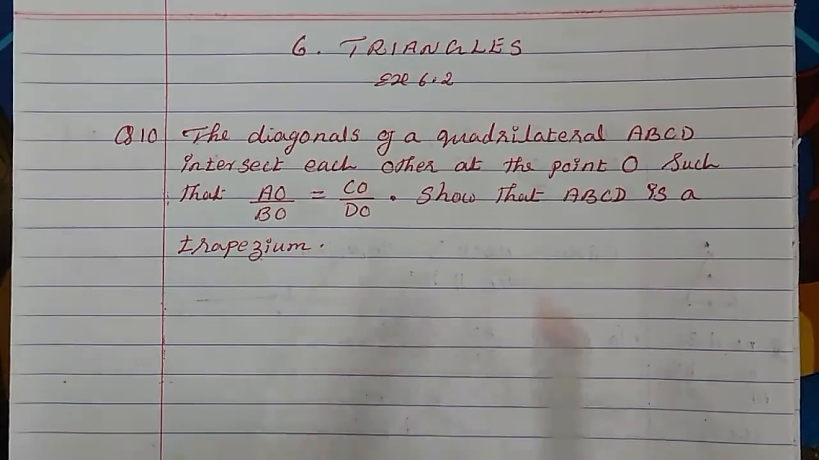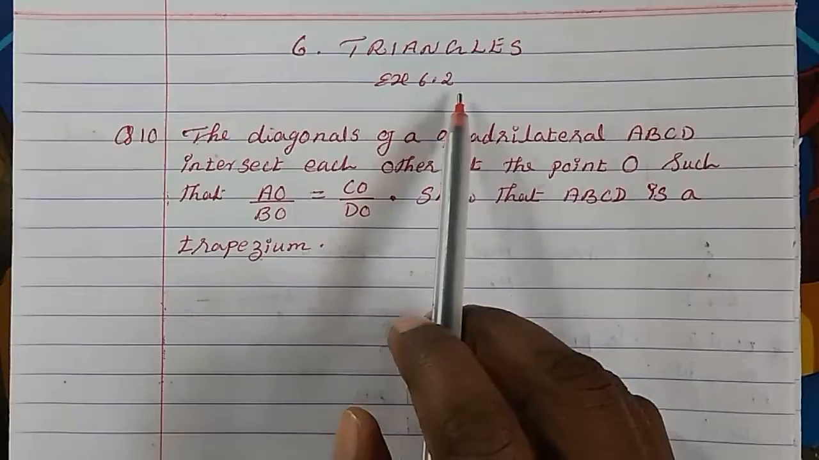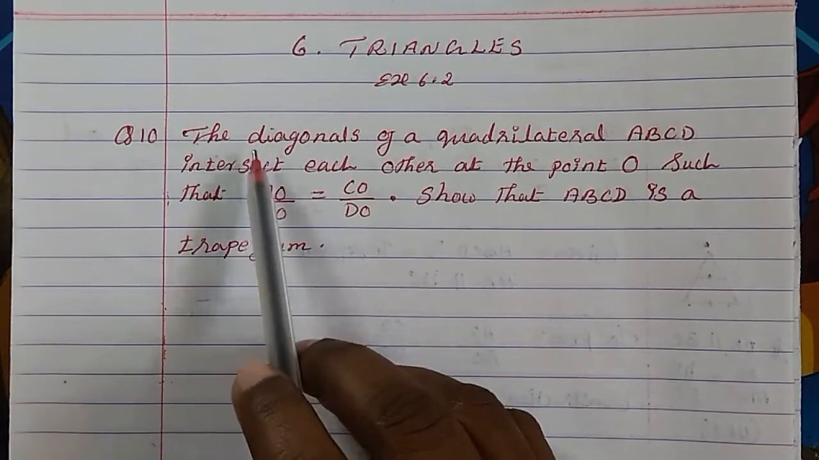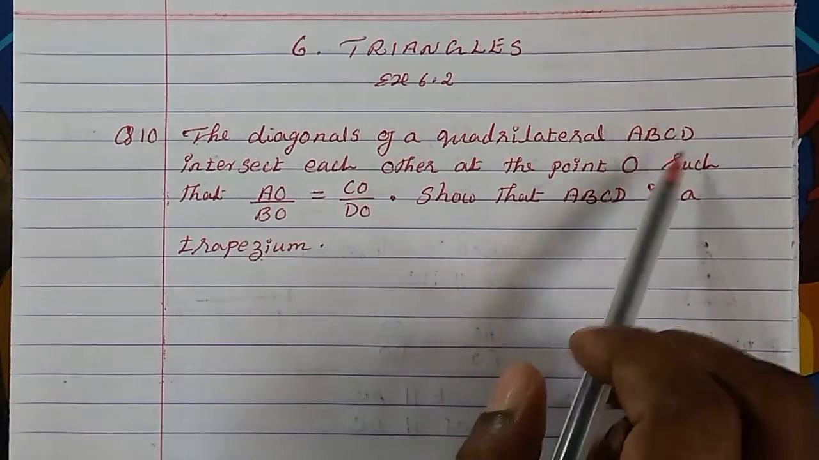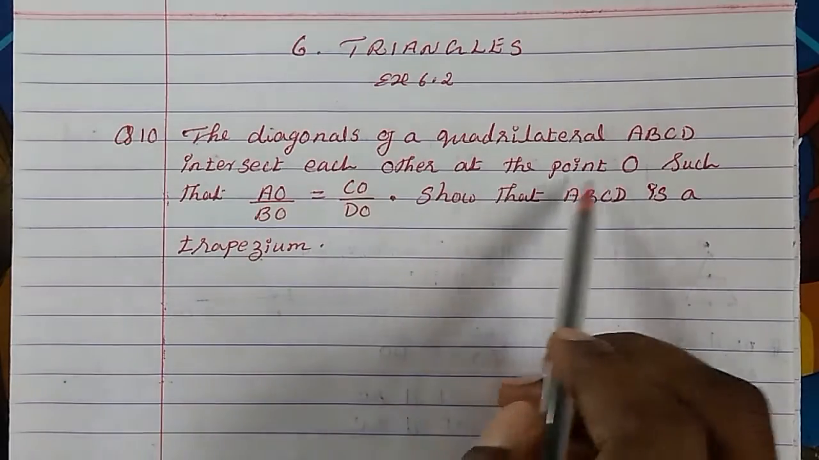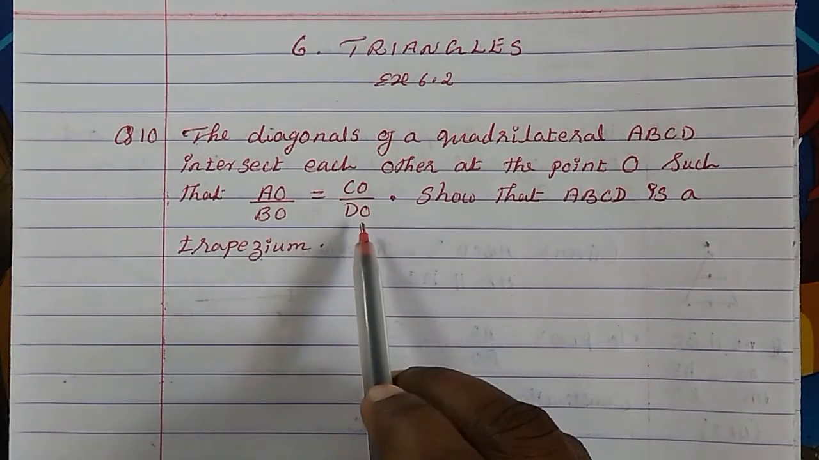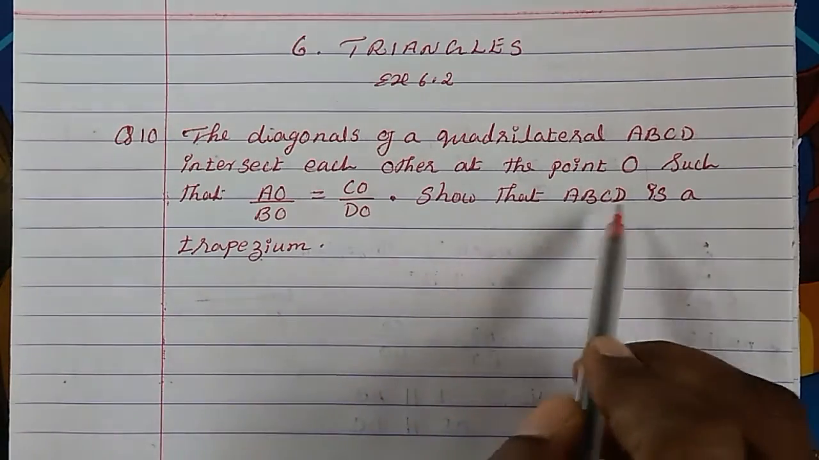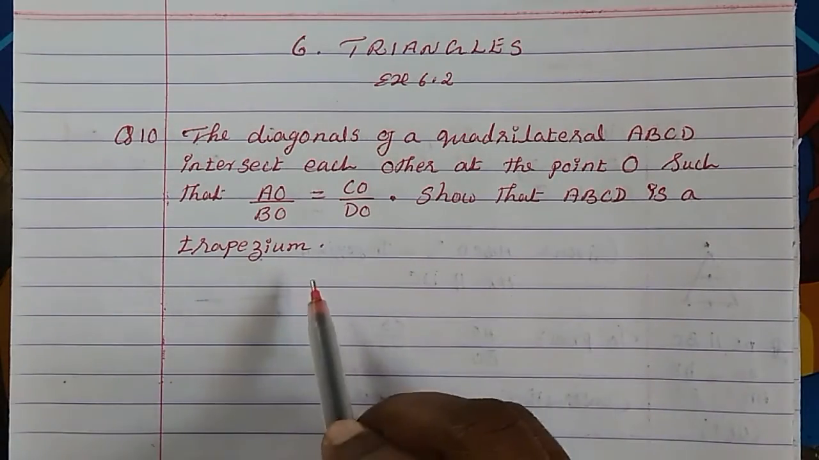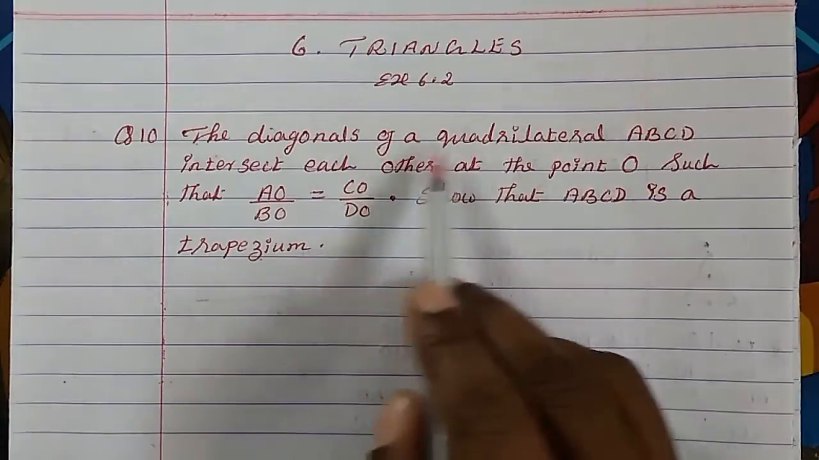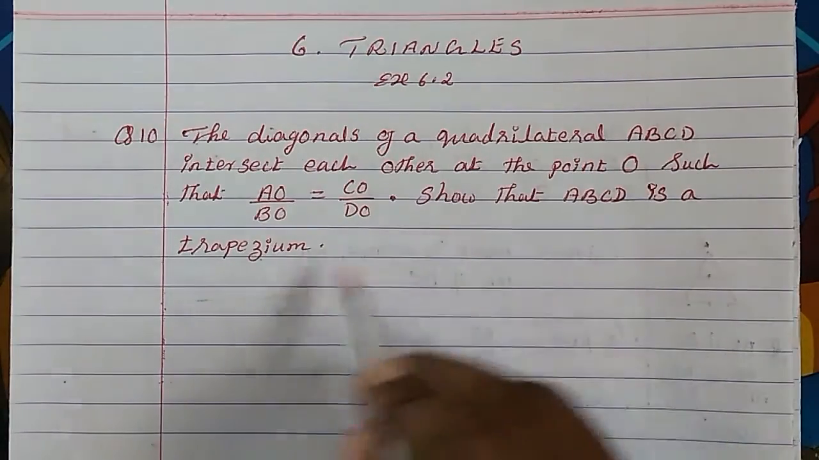Today we are going to study chapter 6 triangles, exercise 6.2, question 10. The diagonals of a quadrilateral ABCD intersect each other at the point O such that AO upon BO is equal to CO upon DO. Show that ABCD is a trapezium. Here we have to prove that the quadrilateral is a trapezium.